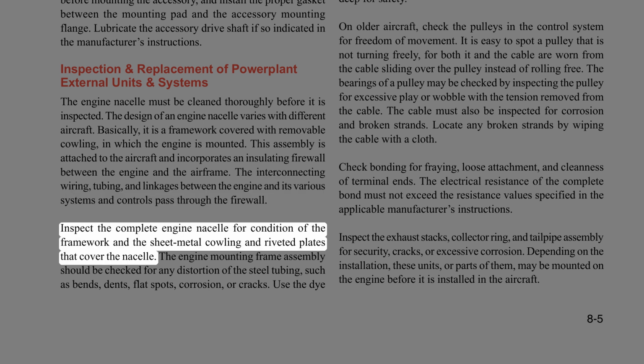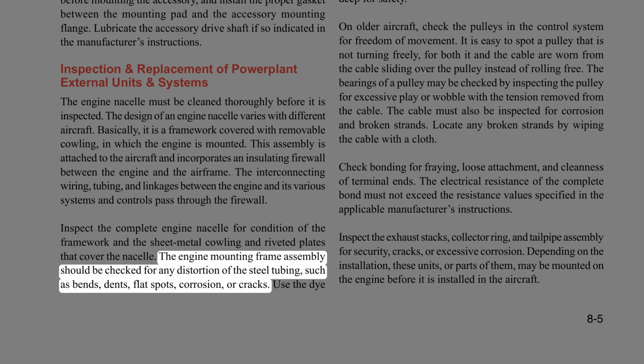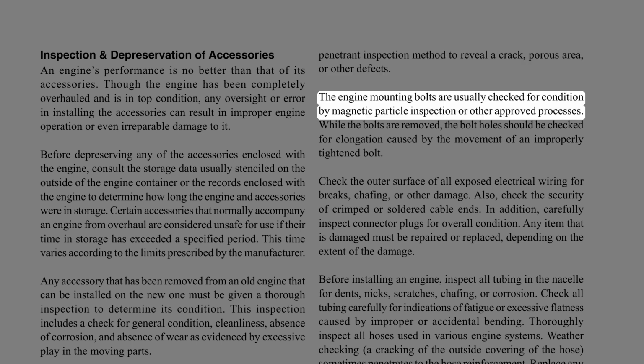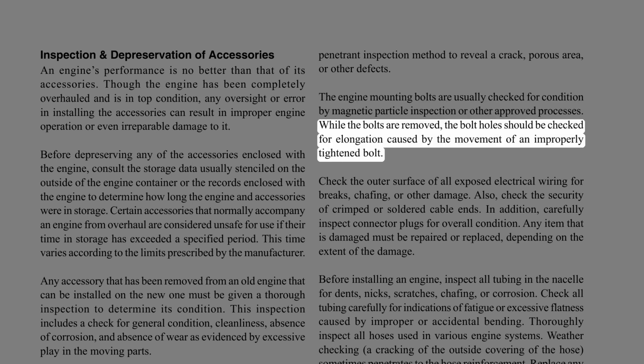Inspect the complete engine nacelle for condition of the framework and the sheet metal cowling and riveted plates that cover the nacelle. The engine mounting frame assembly should be checked for any distortion of the steel tubing, such as bends, dents, flat spots, corrosion, or cracks. Use the dye penetrant inspection method to reveal a crack, porous area, or other defects. The engine mounting bolts are usually checked for condition by magnetic particle inspection or other approved processes. While the bolts are removed, the bolt hole should be checked for elongation caused by the movement of an improperly tightened bolt.